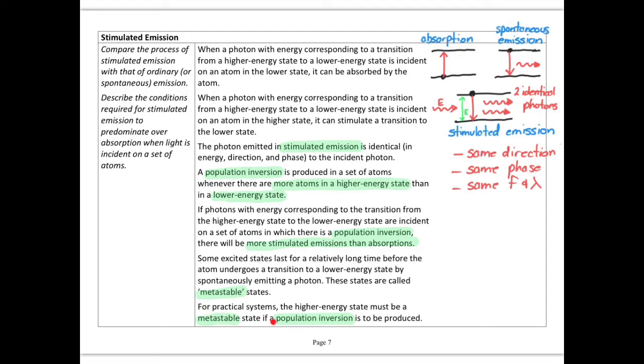So, for practical systems, that is to make a laser, the higher energy state must be metastable if a population inversion is to be produced. So if we want to make a laser, we need to find something that's got a metastable state. Otherwise, we won't be able to create a population inversion.